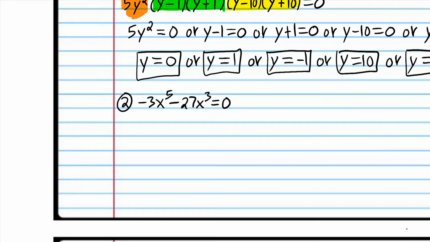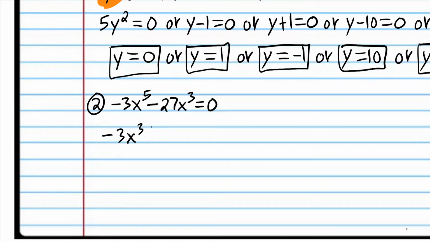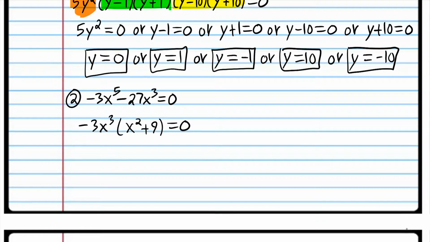We're going to factor out a GCF, just like we did in the previous problem. Negative 3 goes into negative 3 and negative 27, and I'm going to factor out negative 3x cubed. And so then we're left with x squared plus 9. To see why that works, you just multiply back. Negative 3x cubed times x squared is negative 3x to the 5th power, and negative 3x cubed times 9 is negative 27x cubed.